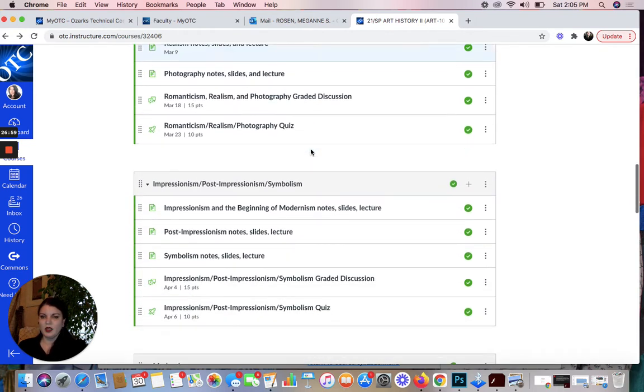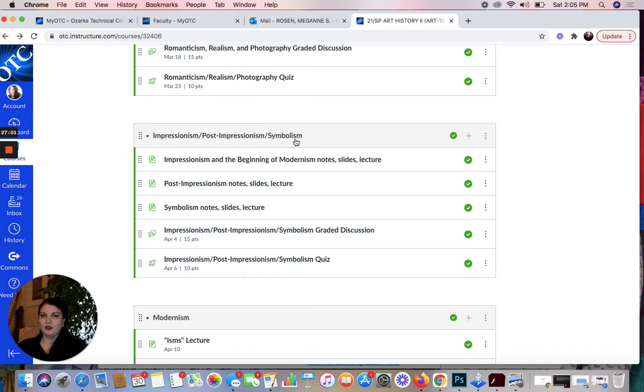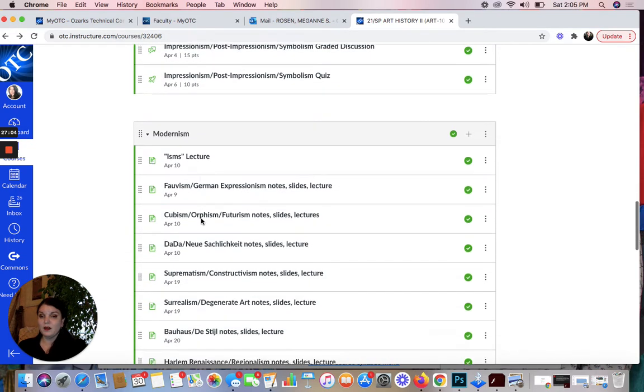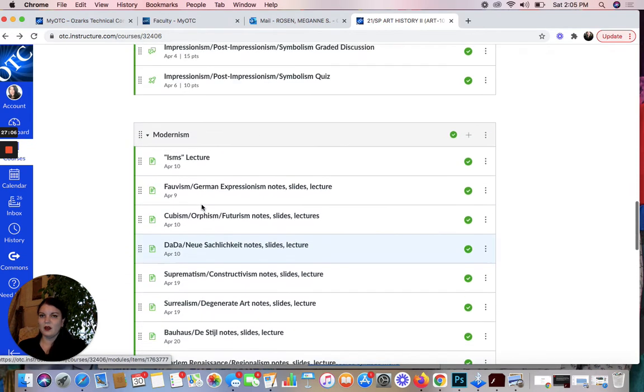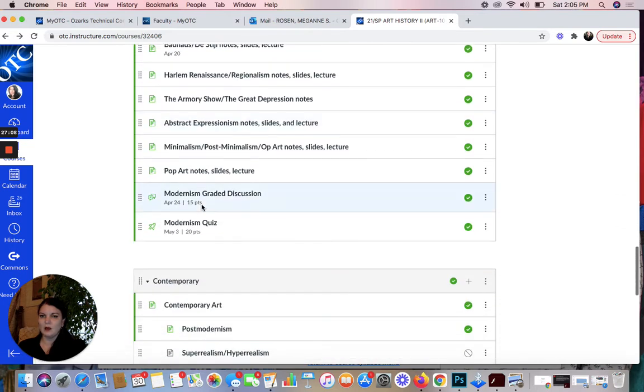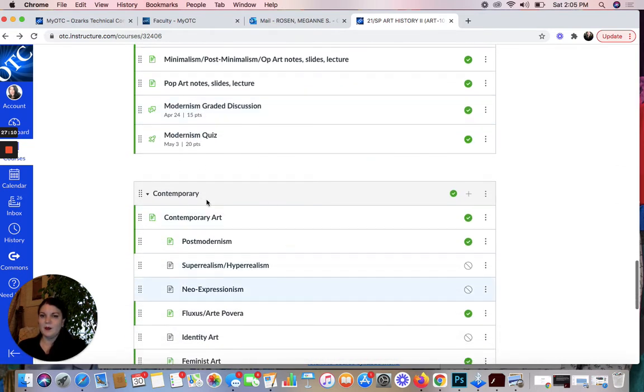So we have Renaissance and Baroque, then Rococo and Neoclassicism, then Romanticism, Realism, and Photography, Impressionism, Post-Impressionism, and Symbolism. Modernism is huge. It's the biggest one, so there's a lot in modernism. And then contemporary is the only one that I don't have the lectures posted for yet.